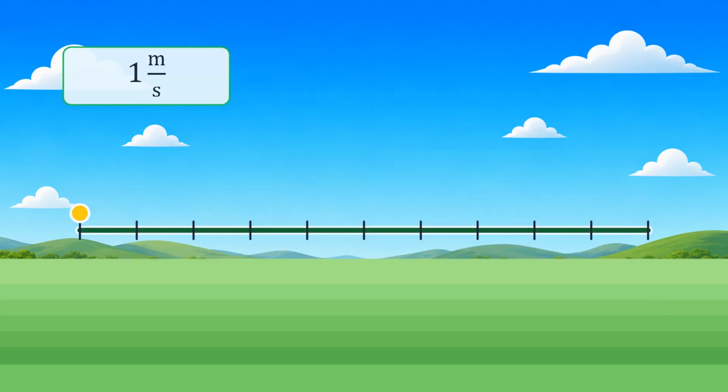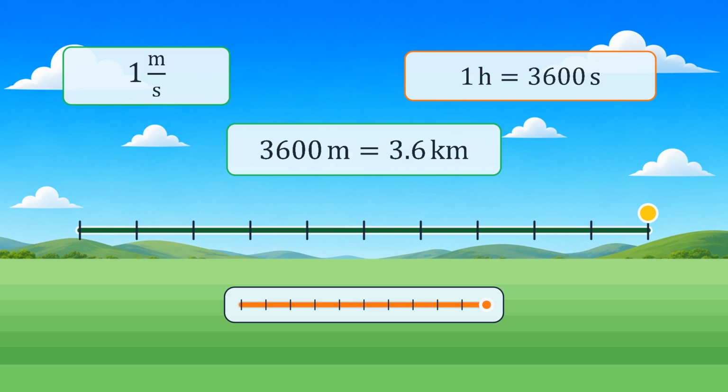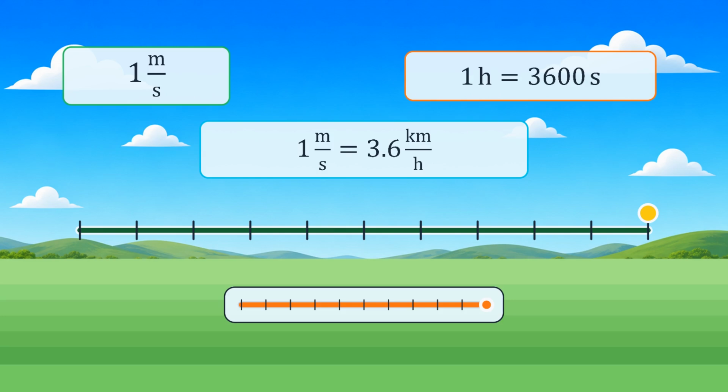Now we can see why the number 3.6 appears. 1 meter per second means that an object travels 1 meter during every second. 1 hour contains 3,600 seconds. If the object maintains that speed for 1 hour, it travels 3,600 meters. 3,600 meters is 3.6 kilometers. Therefore, 1 meter per second equals 3.6 kilometers per hour. This is the meaning behind the rule.